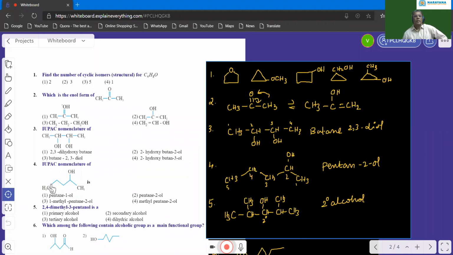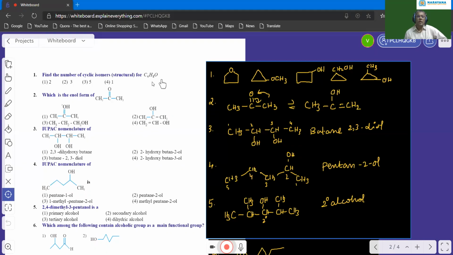Now I am going to explain the chemistry assignment which was given on September 4th for the Super China. Find the number of cyclic structural isomers for C4H8O. The cyclic ethers and cyclic alcohols are functional isomers.